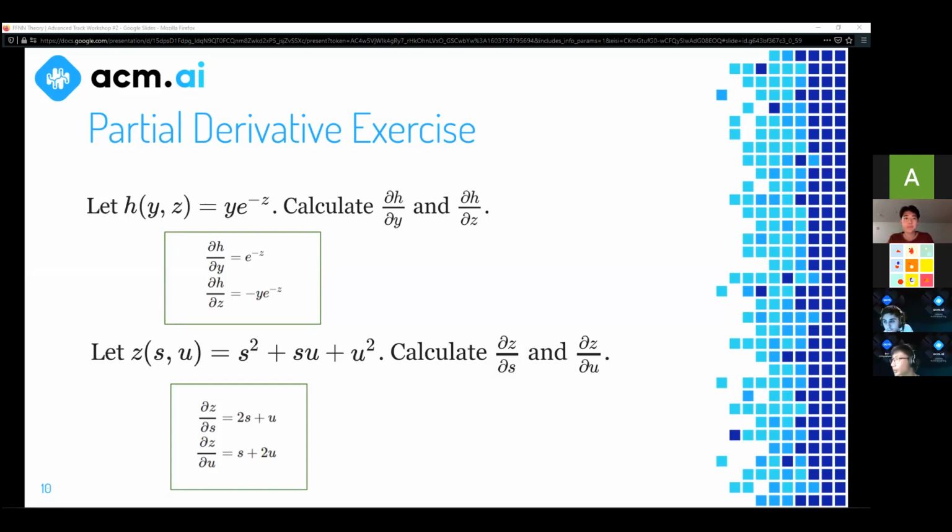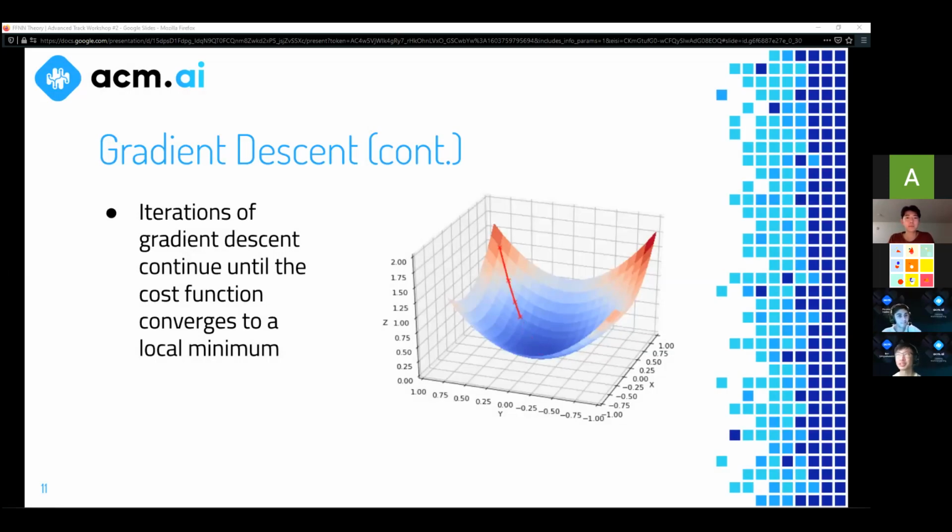Yeah. All right. Let's go on back to gradient descent. So there was a bit of a question, I think, last week.